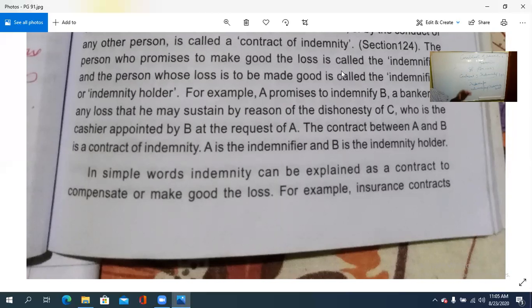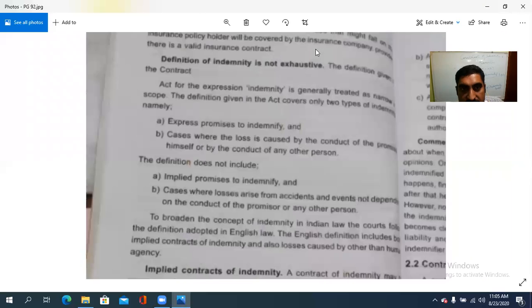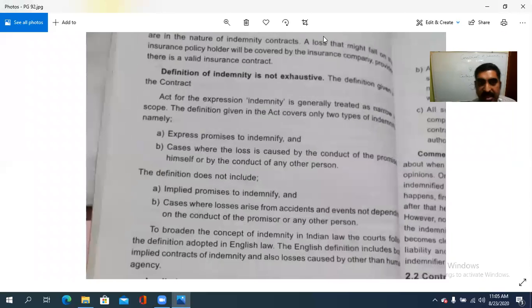That is what to remember. What is indemnity? It is a contract for the compensation or making good of the loss arising due to the non-performance of something. Clear? Then in continuation, for example, insurance contracts are in the nature of indemnity contracts. A loss that might fall on the insurance policy holder will be covered by the insurance company, provided that there is a valid insurance contract. An insurance contract involves the policy holder, the insurance company and the coverage.